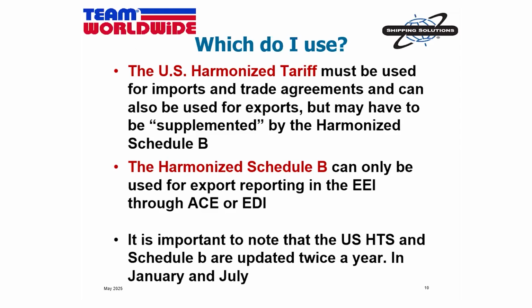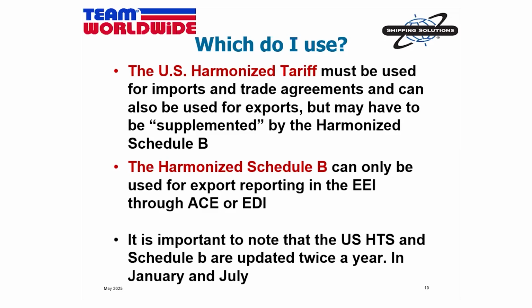For export, you can use the Harmonized Schedule B, or you can use the Harmonized Tariff Schedule supplemented by the Schedule B. And what we mean by supplemented relates to two areas. There are some harmonized tariff classifications that will not be accepted through the ACE system to file the electronic export information. It'll say that number doesn't exist. There aren't too many, but there are a few. And we would have to reclassify those items to the Schedule B number. The vast majority of harmonized tariff classifications are accepted by the system to file the EEI.